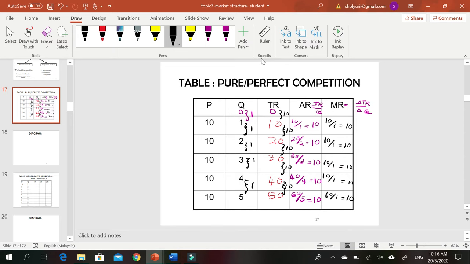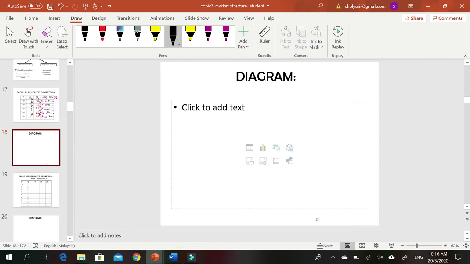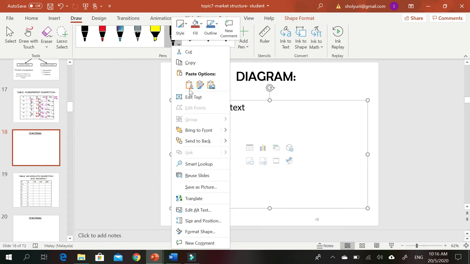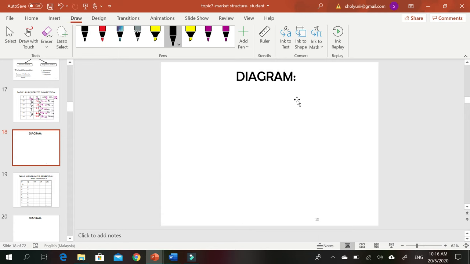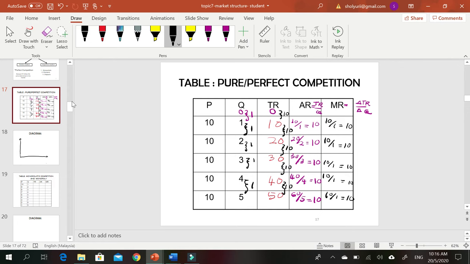Okay, so in terms of the diagram, we'll draw the diagram here. Alright, so let's draw the diagram here. So, what should I put here? Sekarang ni kita kira apa? Kita kira TR, AR, MR.